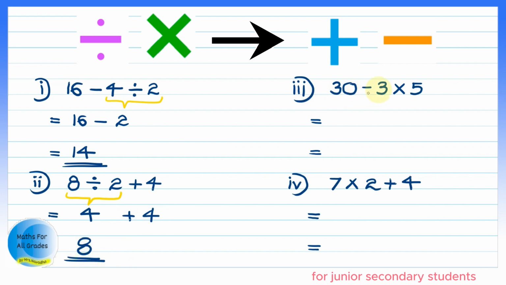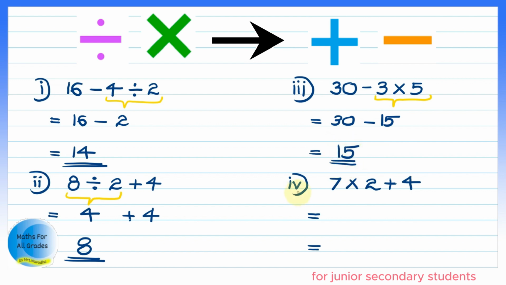Problem number 3. 30 minus 3 times 5. We have subtraction and multiplication. We go for the multiplication first. 3 times 5 equals 15. 30 comes here. Now 30 minus 15 equals 15.